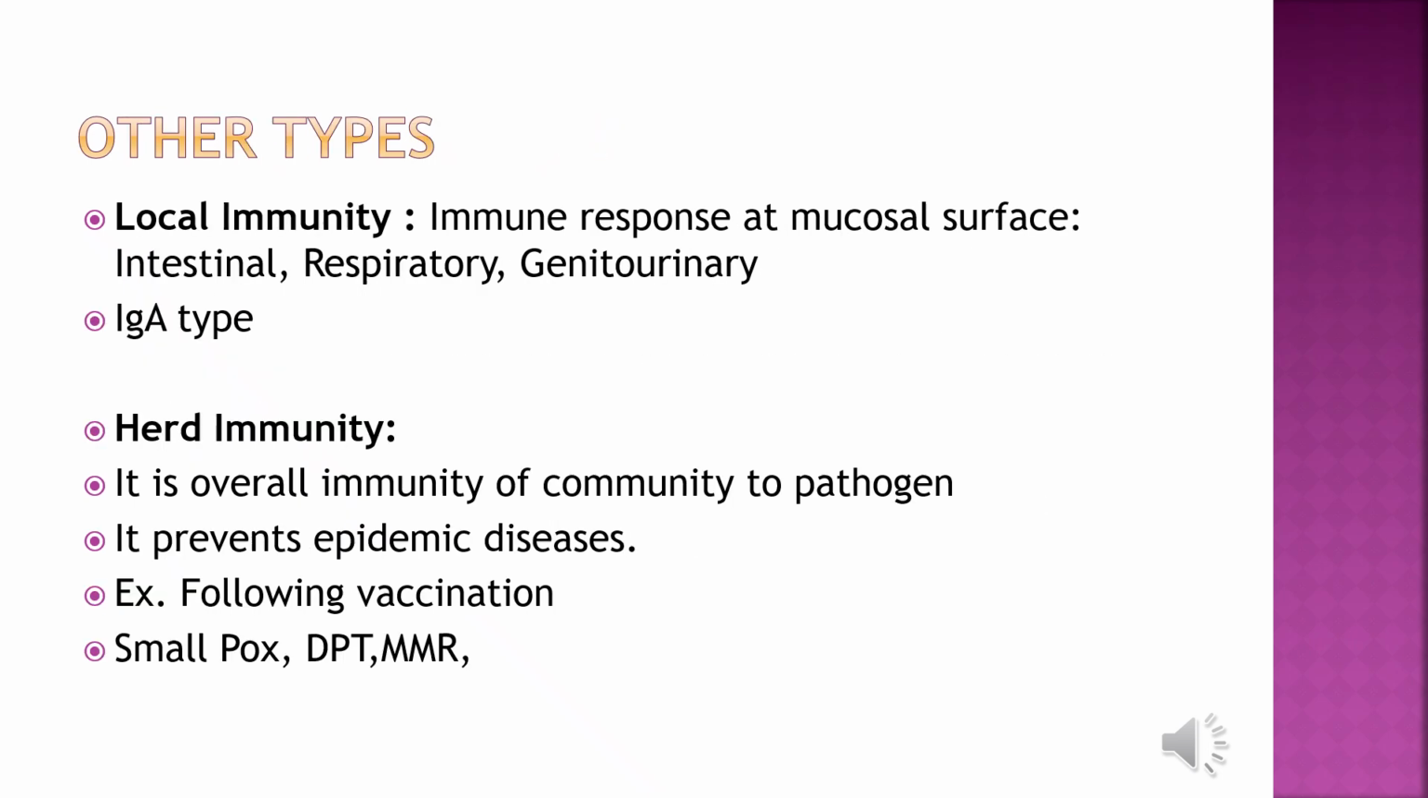Then other types: local immunity, which is the immune response at a mucosal surface, for example intestinal, respiratory or genitourinary mucosa, and it is of IgA antibody type. Herd immunity is the overall immunity of a community to a pathogen. It prevents epidemic diseases. An example of herd immunity is following vaccination. Smallpox was eradicated because of smallpox vaccination and herd immunity. Other examples are DPT and MMR vaccines.